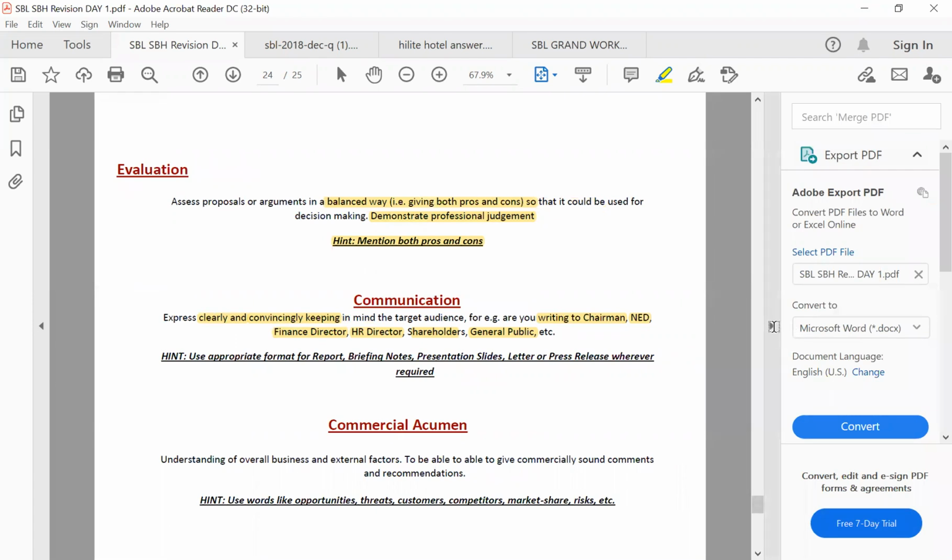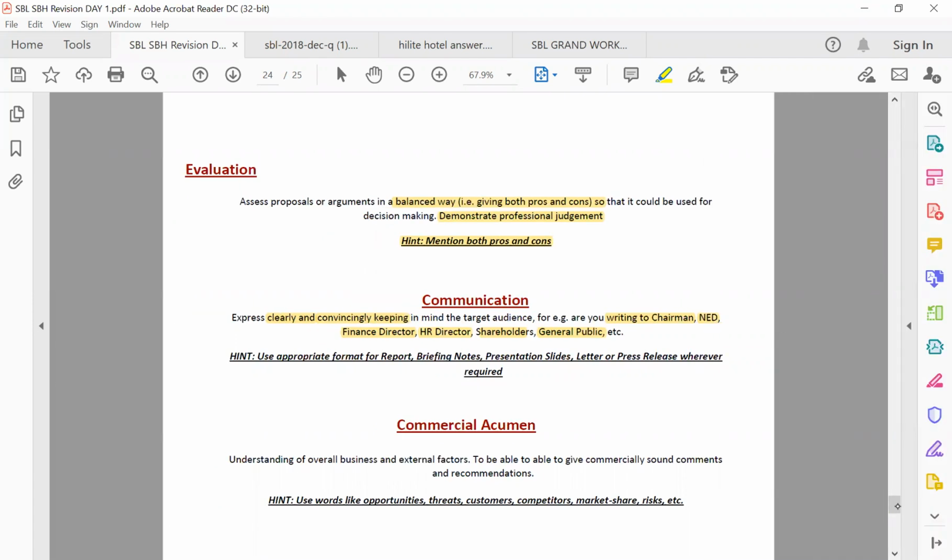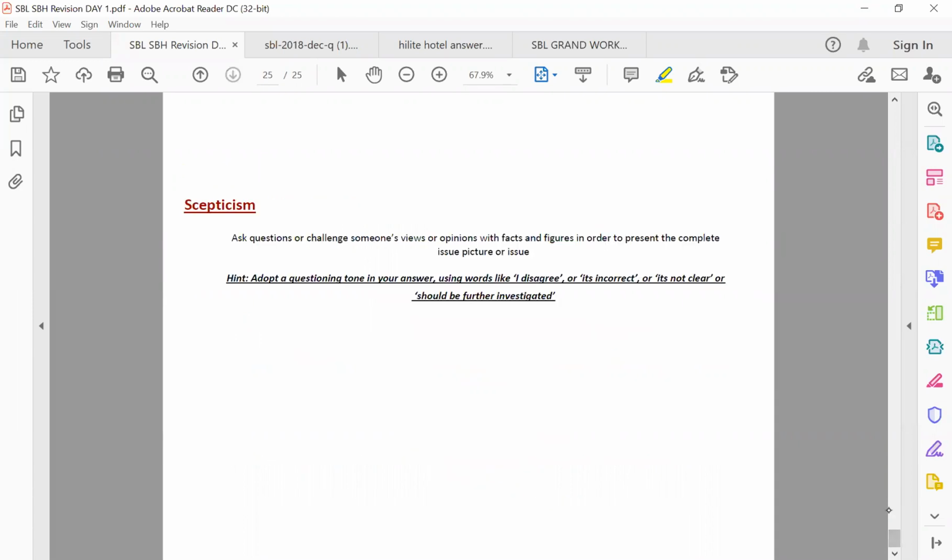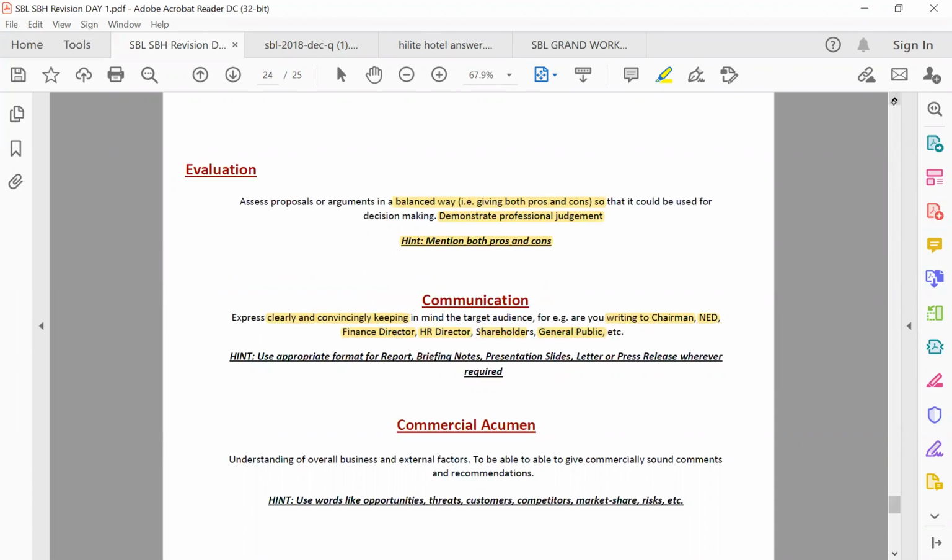Understanding of the overall environment of the business. Basically, commercial acumen is understanding of the overall environment of the business. It says understanding of the overall environment of the business and external factors to be able to give commercially sound comments and recommendations. Basically, commercial acumen is all about the overall environment, not a specific department, not a specific firm, not a specific person, rather the overall environment of the company.